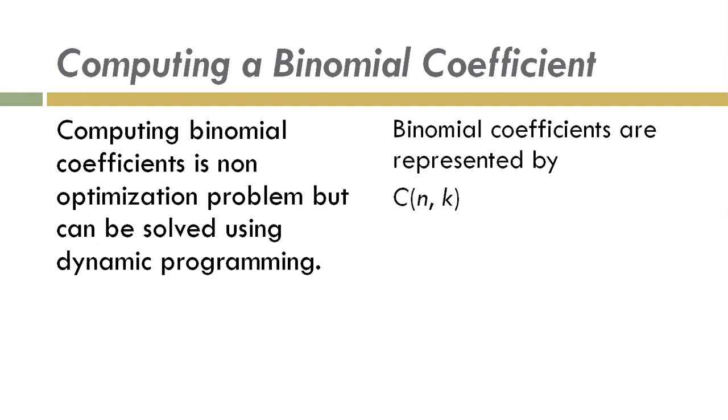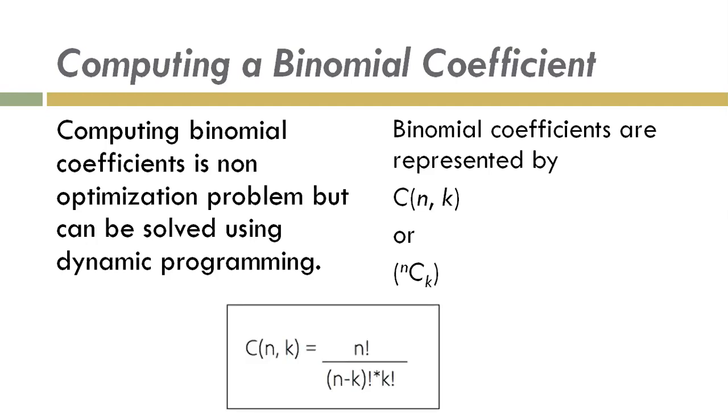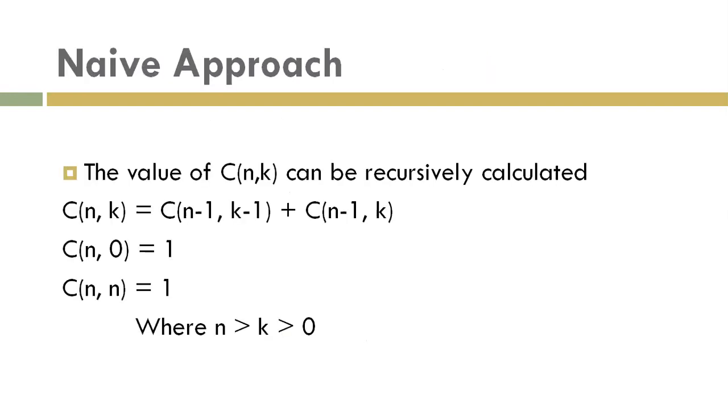The binomial coefficient is represented by C of n comma k, or in mathematical terms as nCk. C of n comma k is calculated as n factorial divided by n minus k factorial into k factorial. Here one thing must be clear: the value of n should be greater than the value of k, and the value of k should be greater than 0.